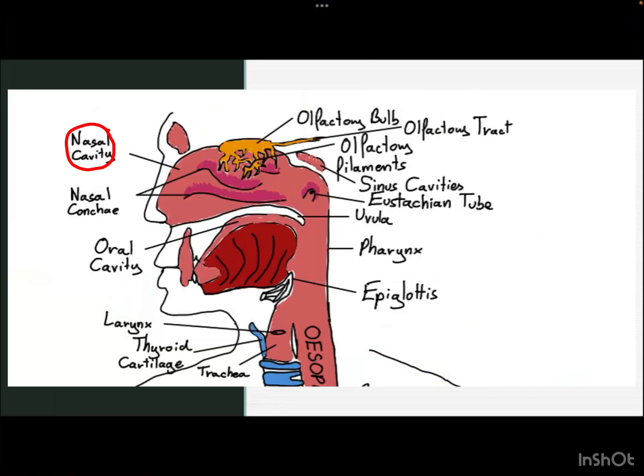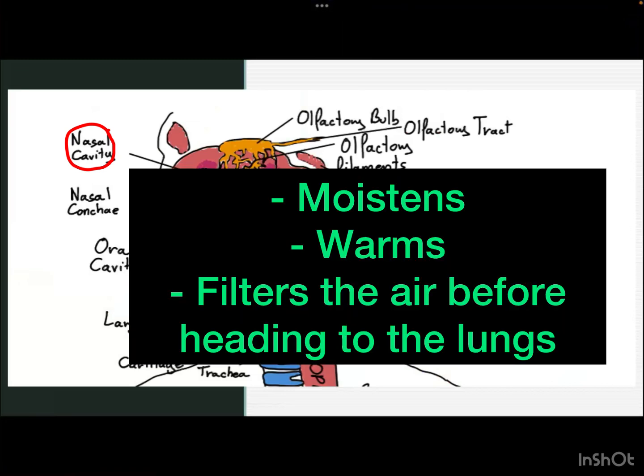Furthermore, it tempers the air we inhale. It moistens, warms, and filters the air before heading to the lungs, helping us prepare the air for the sensitive lung tissues by protecting them against the cold, dry air, which should reduce irritation.